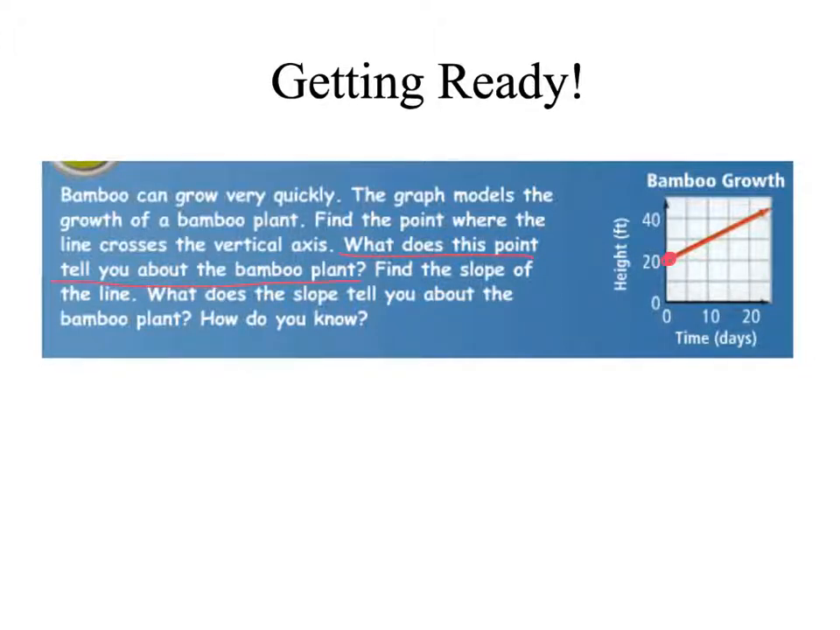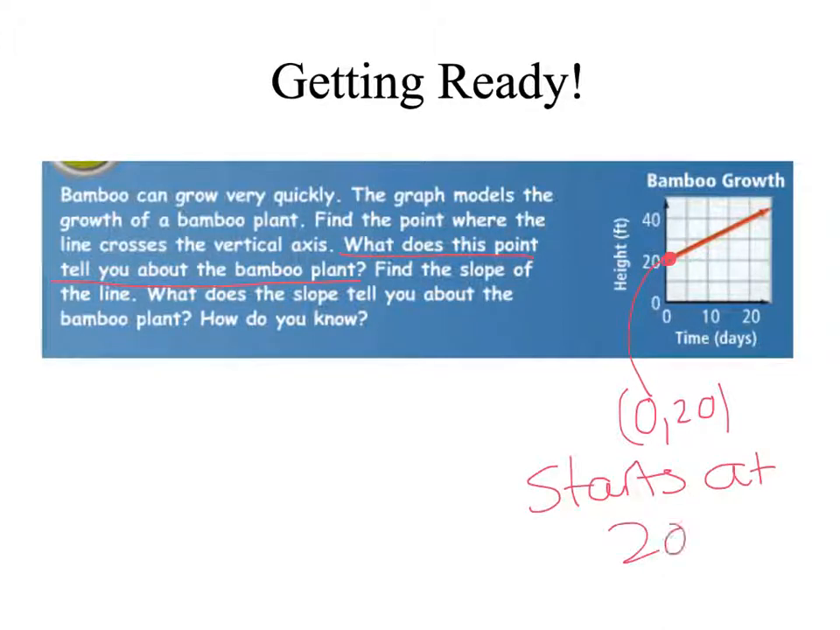Well, if you look at the two variables here, we have height, which is the vertical axis, and then time in days, which is on the x-axis. So when the time equals 0, so our very first value here, this ordered pair would be (0, 20). So after 0 days, the height of the plant was 20. So what that is telling you is that the bamboo plant started out at 20 feet. Okay, so it starts at 20 feet.